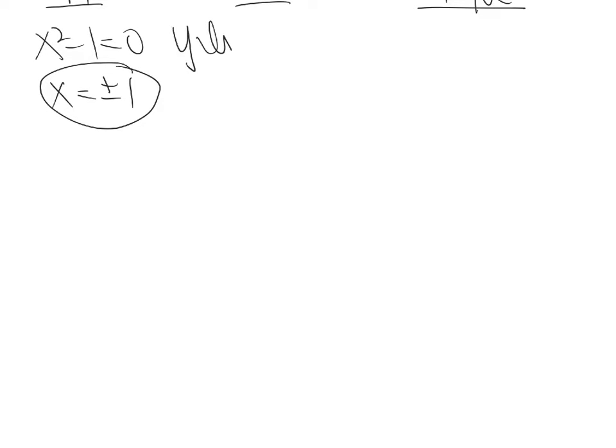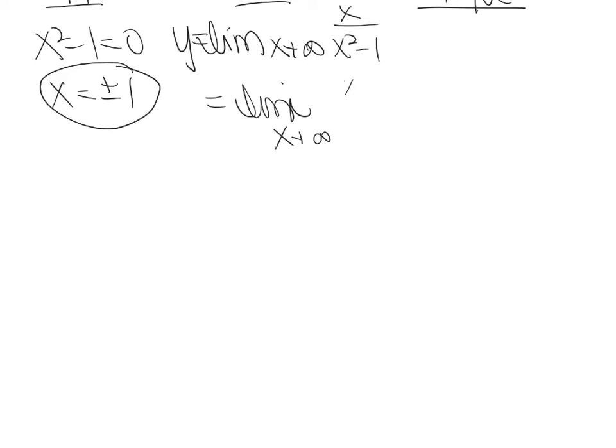In a horizontal asymptote, we let y be equal to the limit as x approaches positive or negative infinity of our function x divided by x squared minus 1. And again, if I just plug in infinity here, I'm going to get infinity over infinity. So let's come through and divide by the highest power of x, which is going to be an x squared.